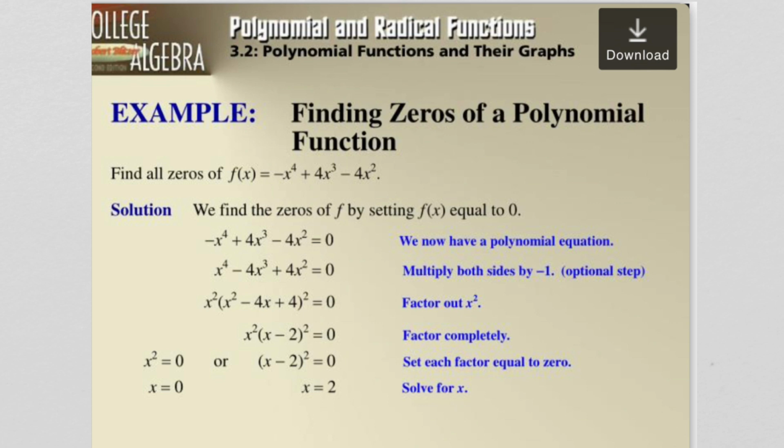Finding the zeros of a polynomial. There are a lot of ways to find the zeros of a polynomial. One, we set the polynomial equal to 0 and solve. Two, we factor the polynomial and then solve. You could use the quadratic formula and so on.